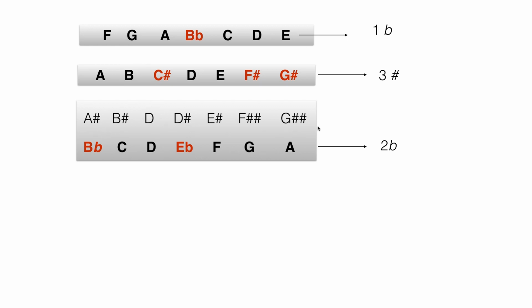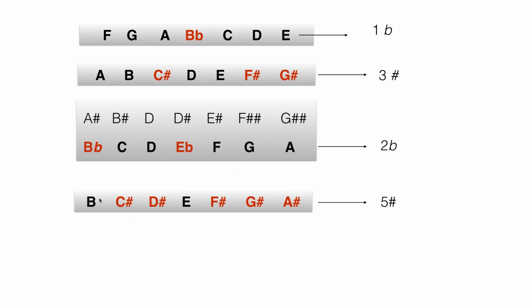And using the same procedure of enharmonic notes, we get this B flat major scale, which is B flat, C, D, E flat, F, G, and A. It has 2 flats. And the last one, just adding one half step in each note, we have the B major scale, which is B, C flat, C sharp, D sharp, E, F sharp, G sharp, A sharp, and we have 5 sharps.